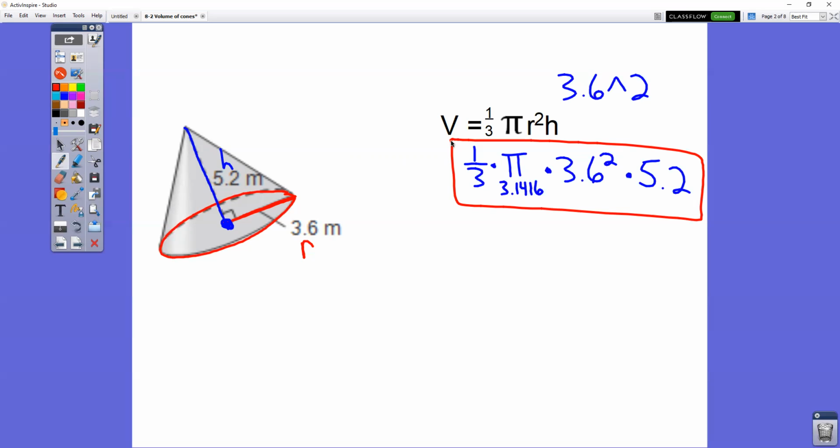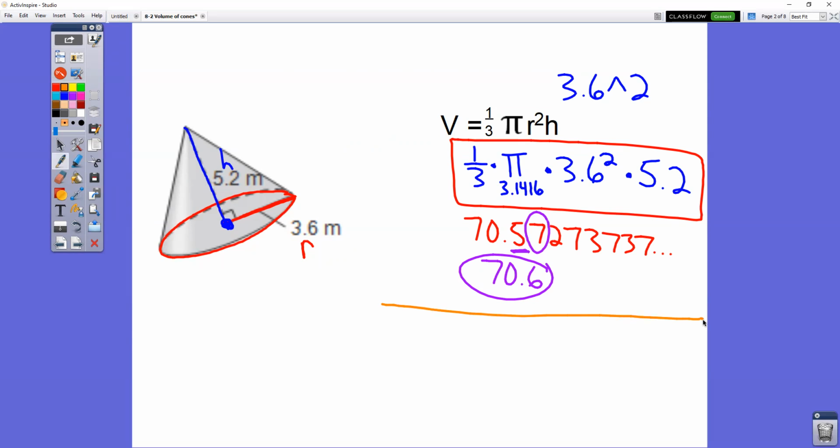When you type that into the calculator, you get 70.5727373 and so on. Again, all of these decimals that you get today keep on going on and on forever because pi keeps on going on and on forever. So just like yesterday, you're going to round your answer to the nearest tenth. The 5 is in the tenths place, so you need to look at the number that's after it. That number after it is 5 or higher, so this is going to round up to be 70.6. So that's rounding our answer to the nearest tenth.